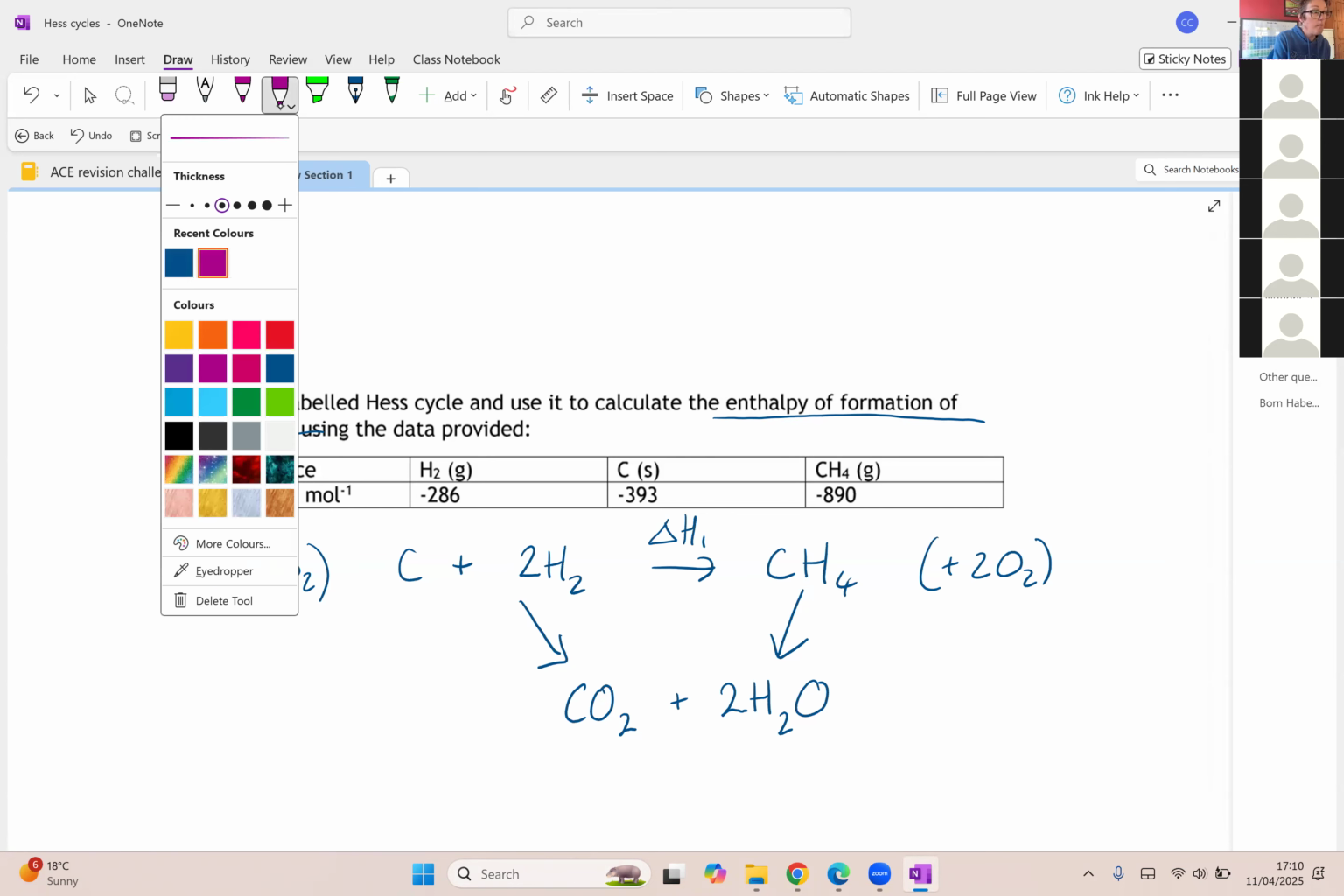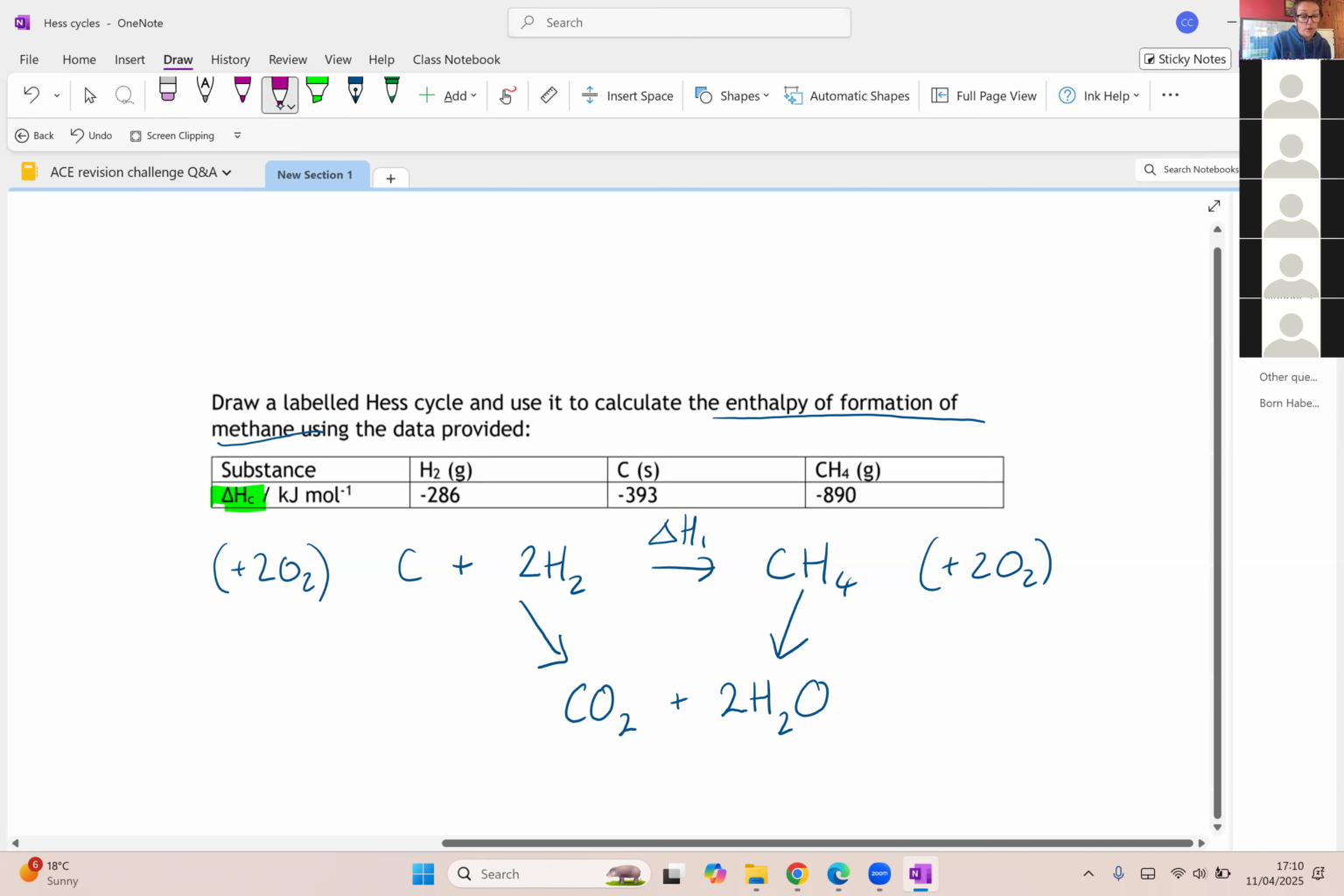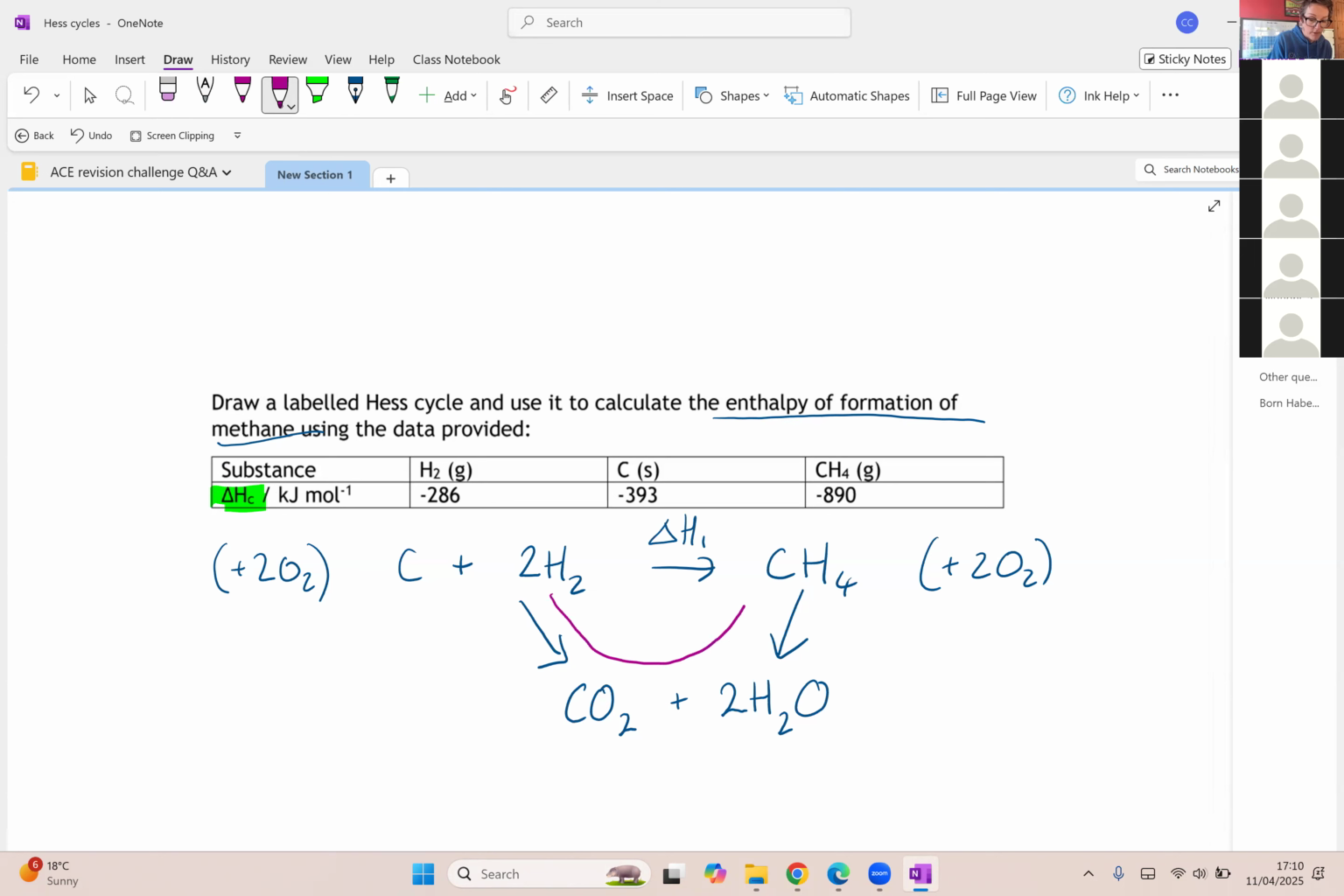And the way that a lot of people have been taught to do that is to go this way round your Hess cycle. And if we call that delta H2 and that delta H3, then I'm just going to rearrange it. I'm going with the delta H2. I'm going against the delta H3. So delta H1 is equal to delta H2 without changing the sign, minus delta H3.